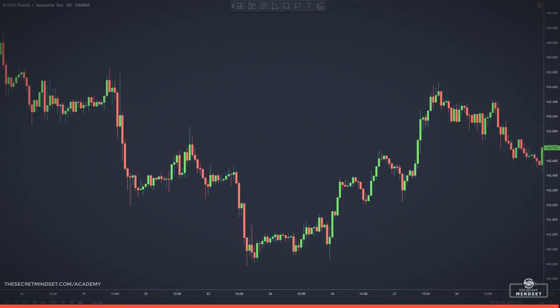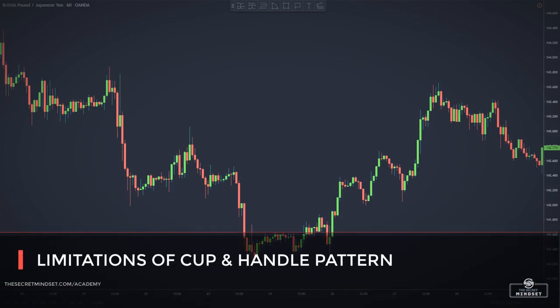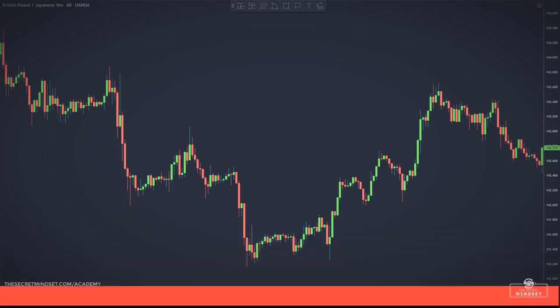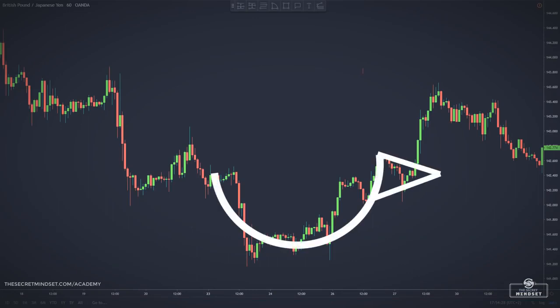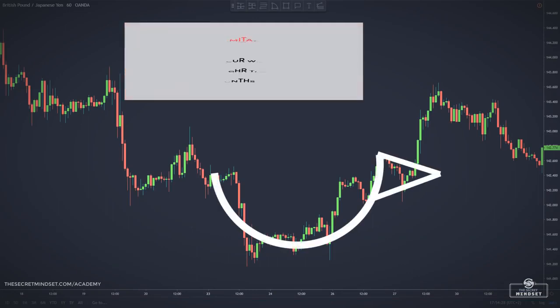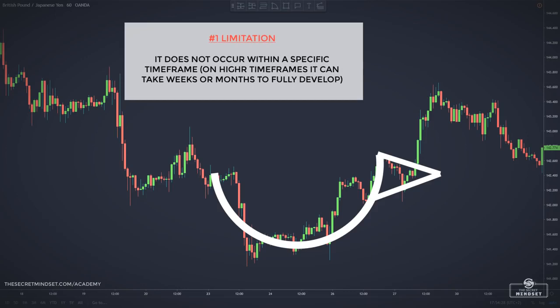The cup and handle pattern does have a few limitations. Firstly, it doesn't occur within a specific time frame. Sometimes it forms within a few days, but it can take up to a year for the pattern to fully form if you are trading on higher time frames.